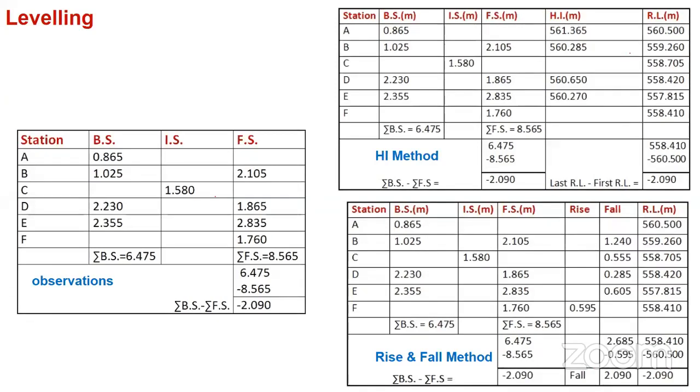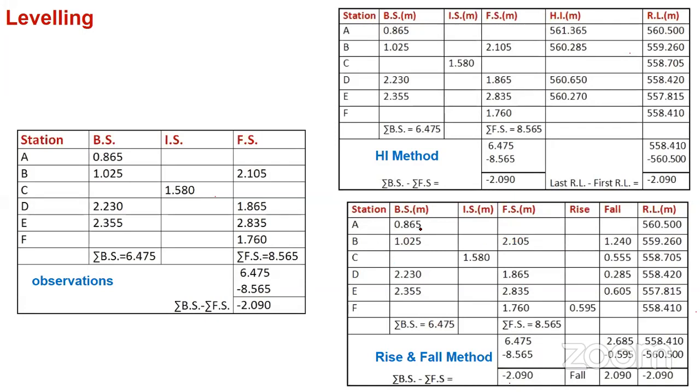But in the rise and fall method, in the table below, you have a check for the intermediate sight also, because the rise or fall is related to two consecutive readings. From the first staff reading to the next staff reading, whether the ground profile is rising or falling. So the intermediate sight also I am going to take into consideration. See, 0.865 minus 2.105, it is a rise, 1.240. Yes or not? Then again from the foresight, I have shifted my instrument.